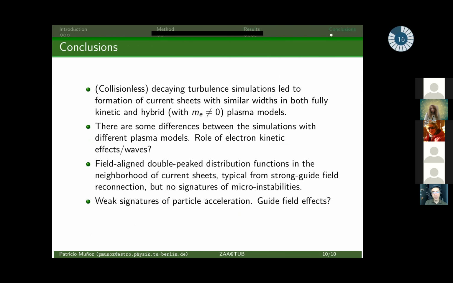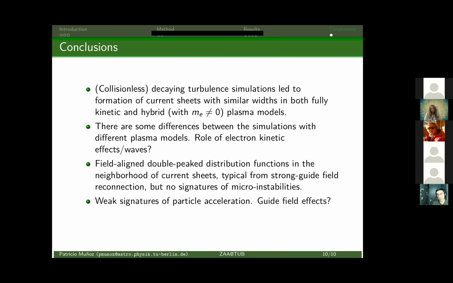And finally, the conclusion: collisionless decay in turbulence leads to formation of current sheets with similar general properties in both fully kinetic and hybrid with electron inertia plasma models. There are some differences between the simulations with different plasma models which are not completely understood yet. But in such a way, we can assess the role of electron kinetic effects as well as waves.